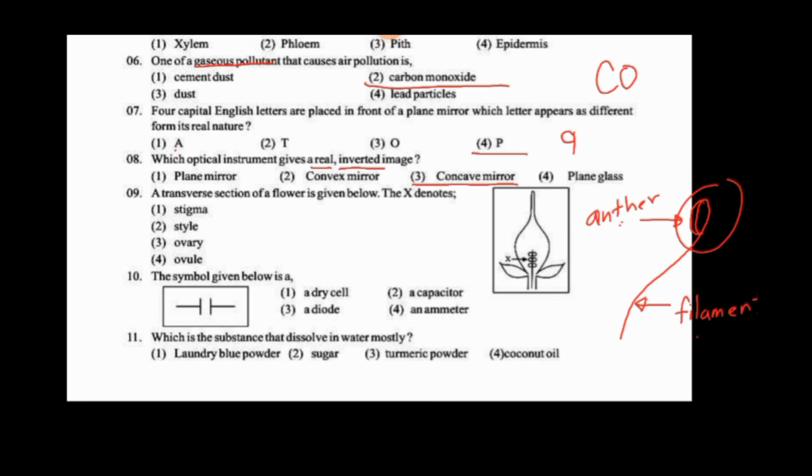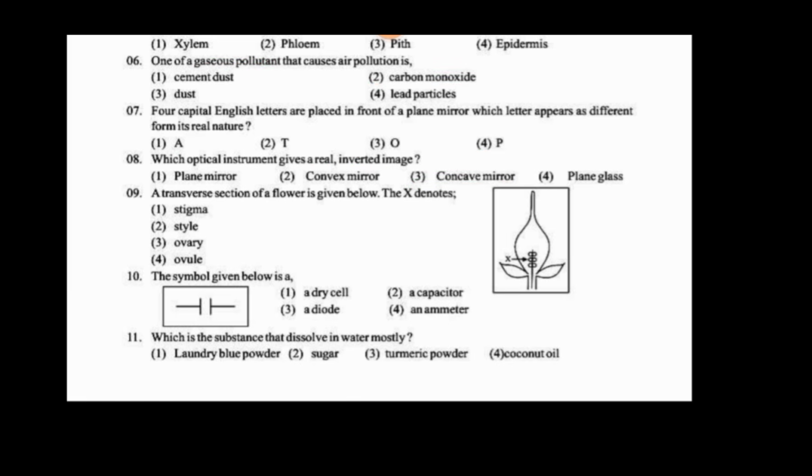Then the female part of the flower is called the gynoecium. They have given a picture of the gynoecium. The gynoecium also contains some parts, the stigma. Something like this.